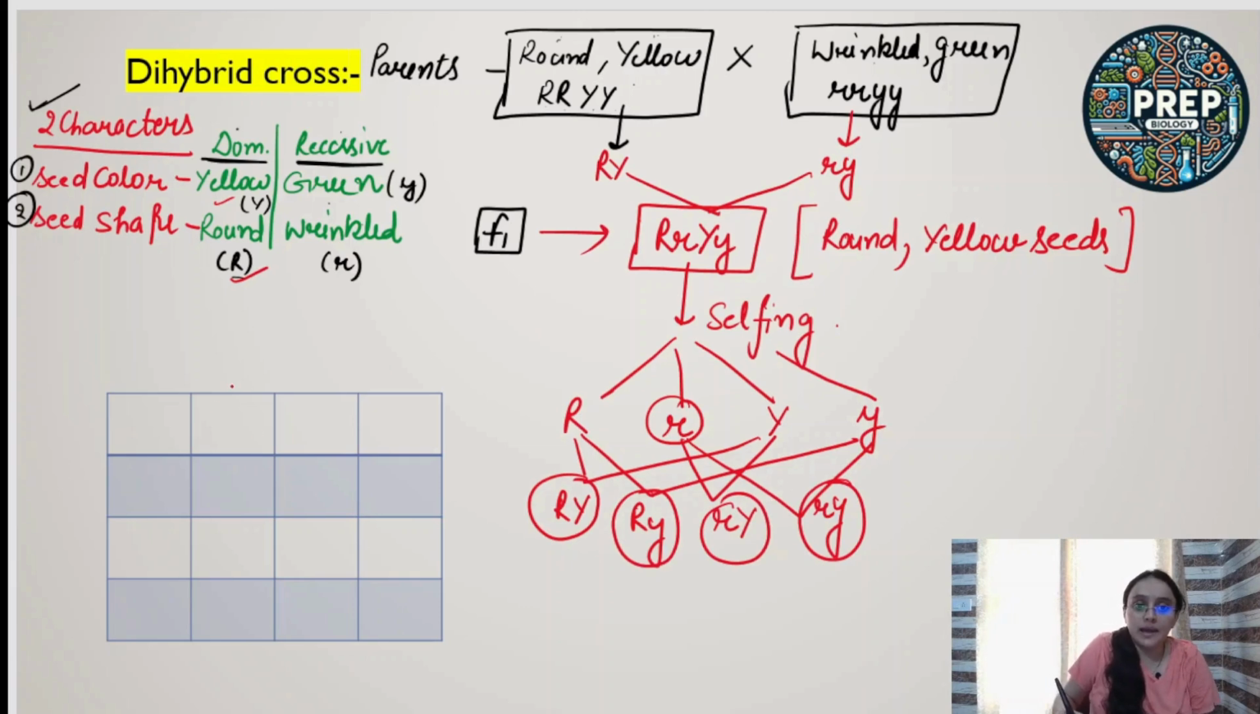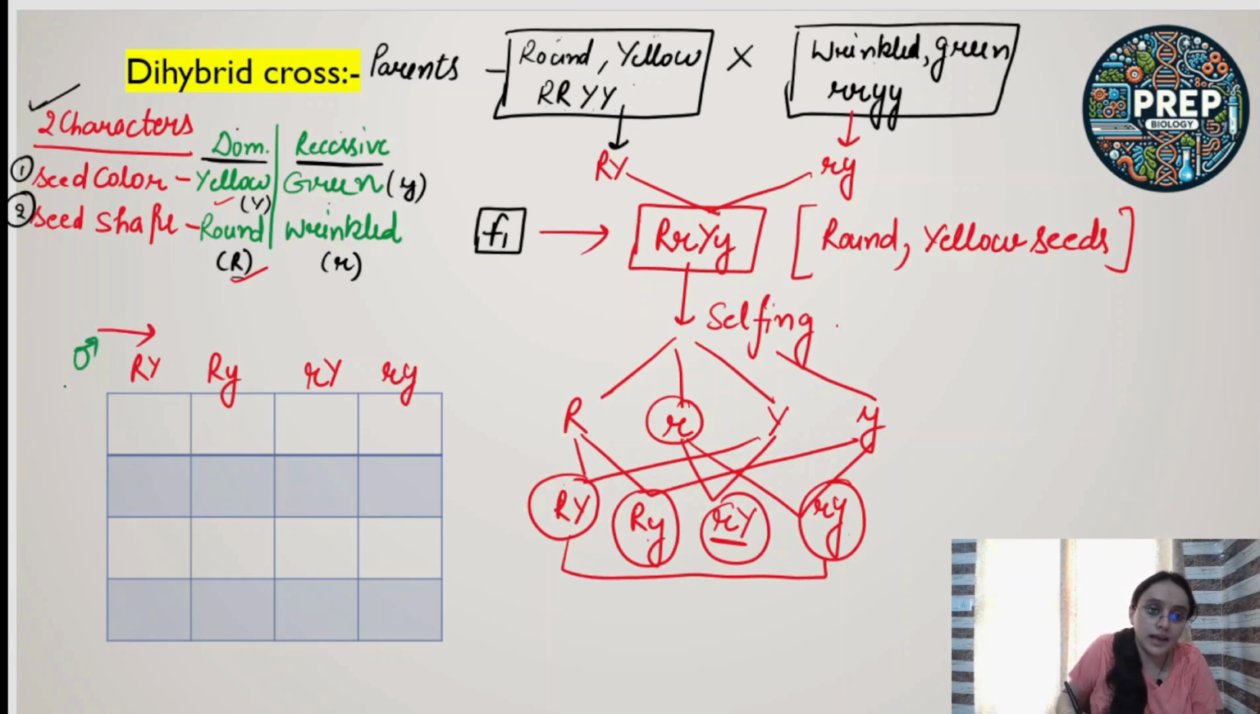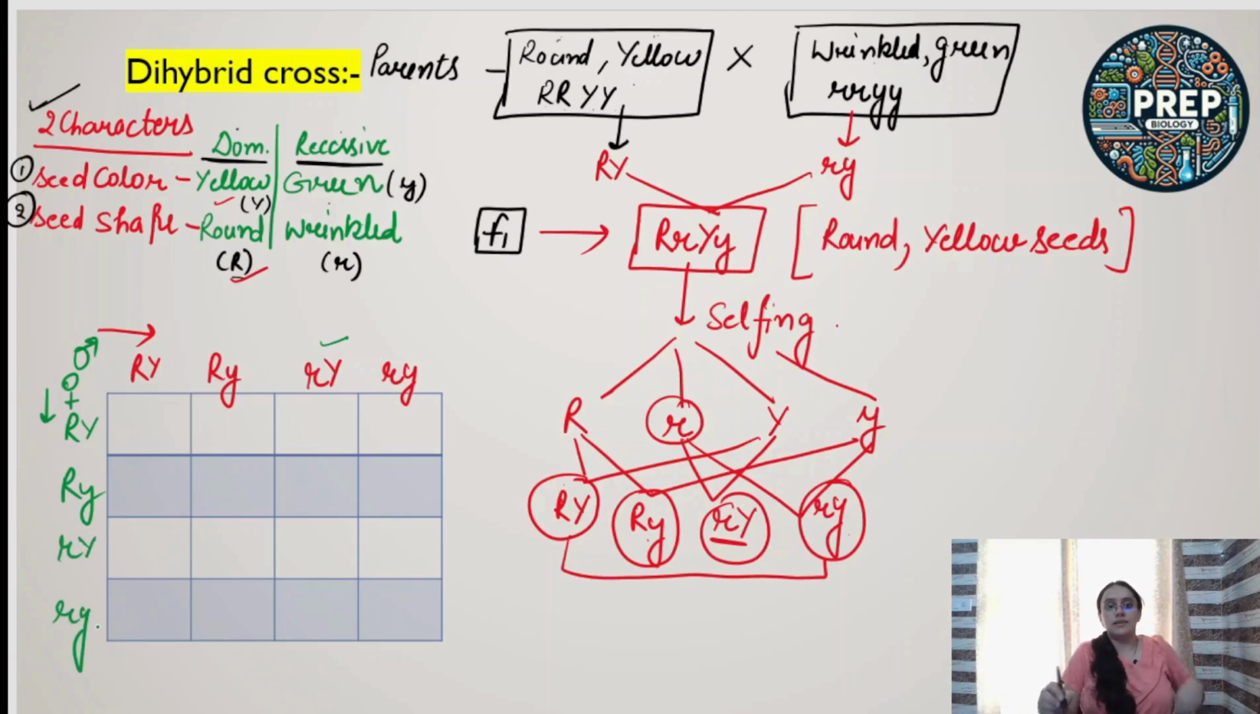Now, in a dihybrid cross, we write these in a different way: capital R capital Y, capital R small y, small r capital Y, small r small y. These are the gametes of one parent. Now the other parent, suppose this is the male and here is the female: capital R capital Y, capital R small y, small r capital Y, small r small y. So we write these gametes like this.